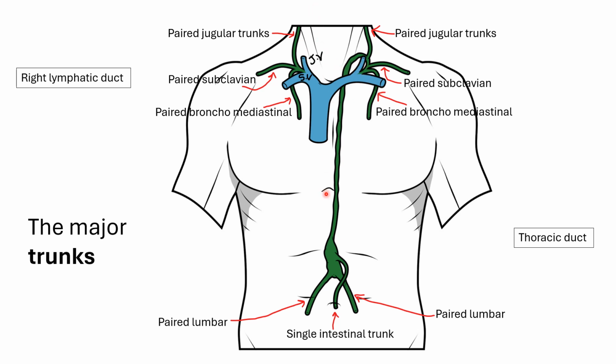And on the right side we also have this right lymphatic duct. The right lymphatic duct is only draining the head and the neck and the arm and the upper thorax. So its tributaries are the jugular trunk, subclavian trunk, and the bronchomediastinal trunk, and it also enters the venous circulation at the junction of the internal jugular vein and the subclavian vein.